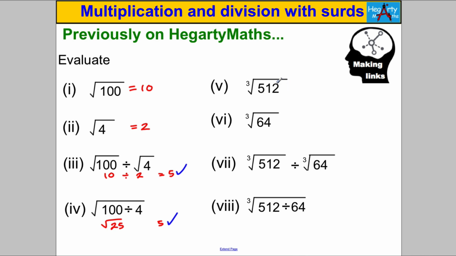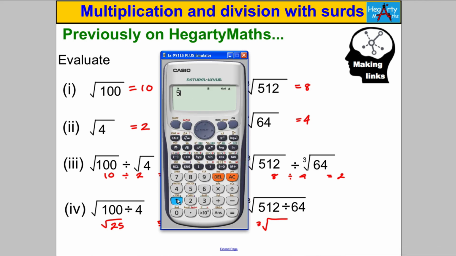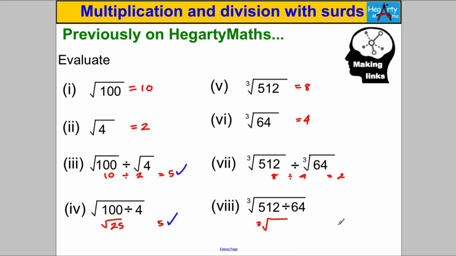Let's check for cube roots. The cube root of 512 is equal to 8. The cube root of 64 is equal to 4. The cube root of 512 divided by the cube root of 64 must be 8 divided by 4, which is 2. Let's check this is the same as the cube root of 512 divided by 64. I'll have to check that one, I'm afraid. 512 divided by 64 is 8. So this is the cube root of 8, which also is 2. So yes, this little trick also seems to work with division.